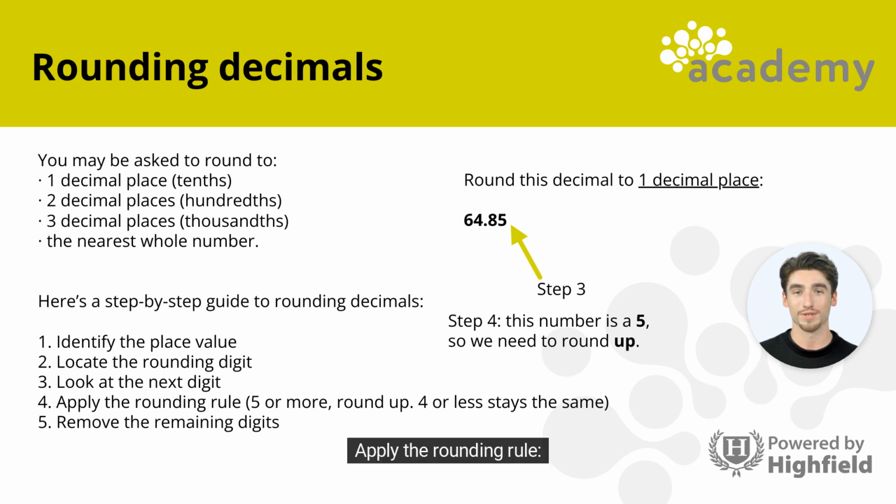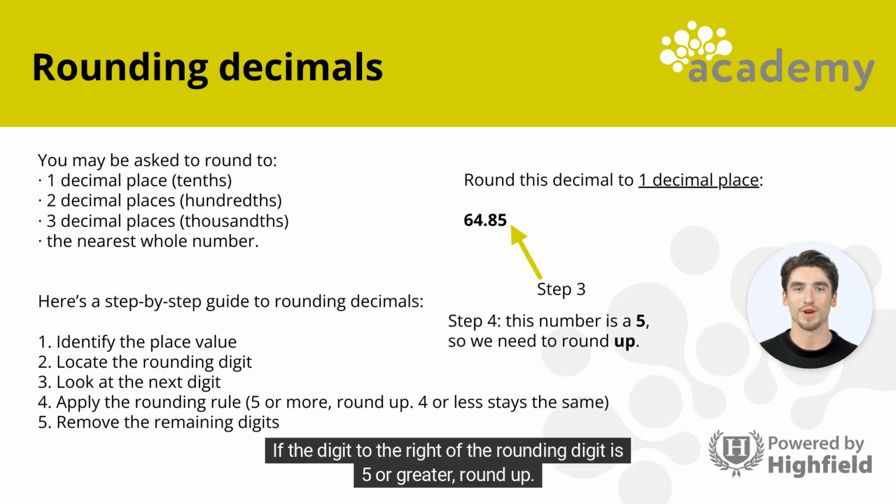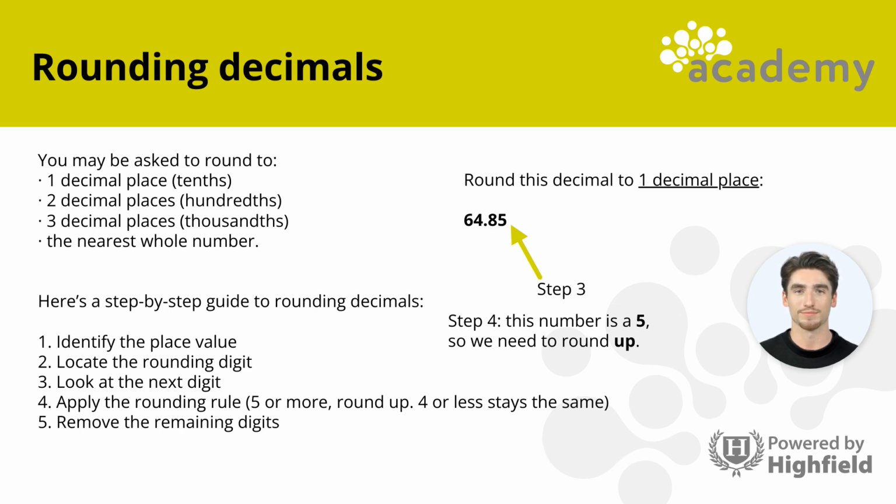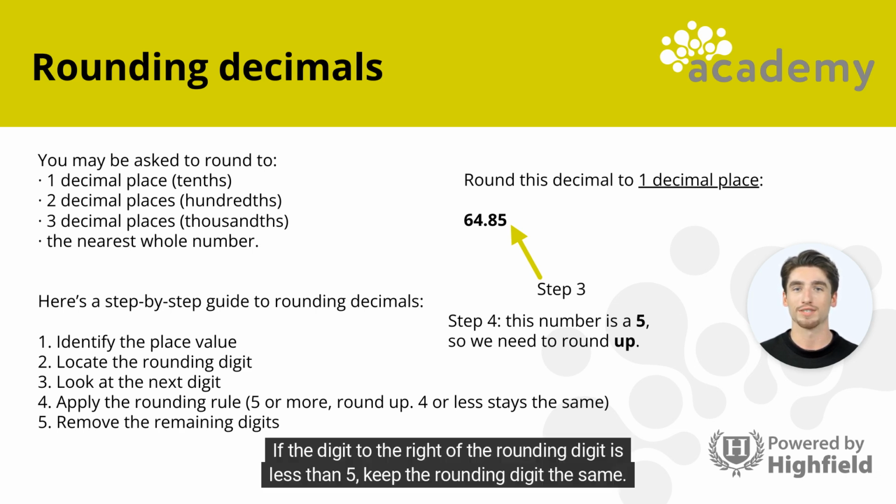4. Apply the rounding rule. If the digit to the right of the rounding digit is 5 or greater, round up. This means increase the rounding digit by 1. If the digit to the right of the rounding digit is less than 5, keep the rounding digit the same.